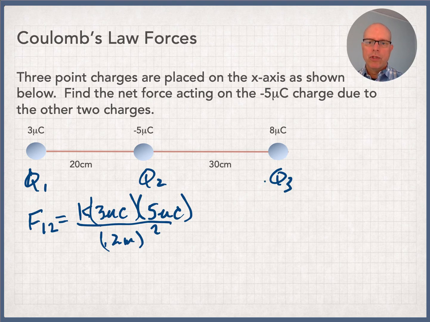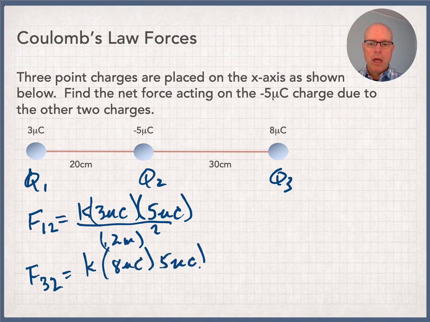The other force that I'm looking for is what I call F32, the force of 3 acting on 2. So in my notation, that's going to look like this. F32 is going to be almost the same exact thing as what we had a second ago, but let's go and get them. So we've got 8 microcoulombs, 5 microcoulombs, and then this distance is 30 centimeters, so 0.3 meters. And don't you dare forget to square it, okay? So we're going to pause right here, get those numbers, and then move forward.